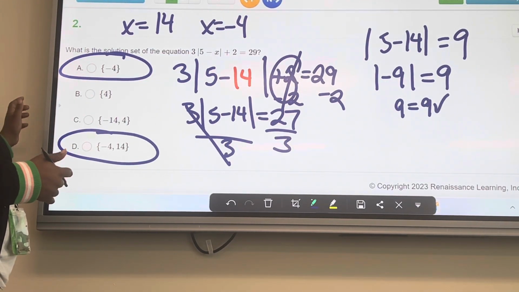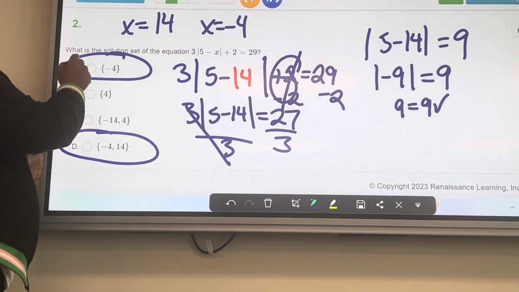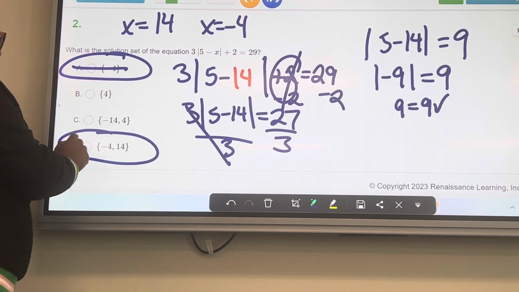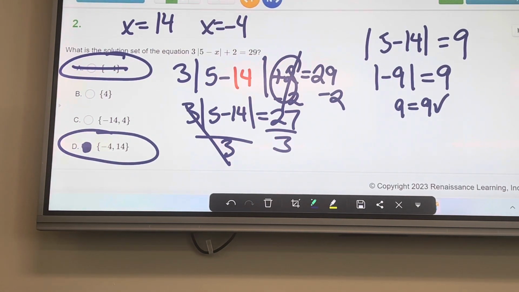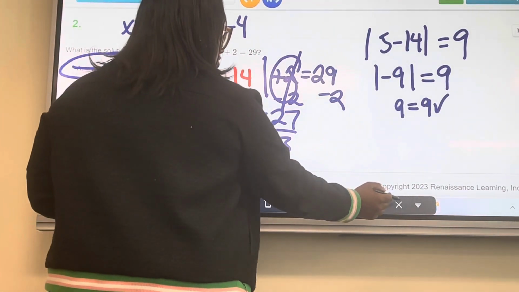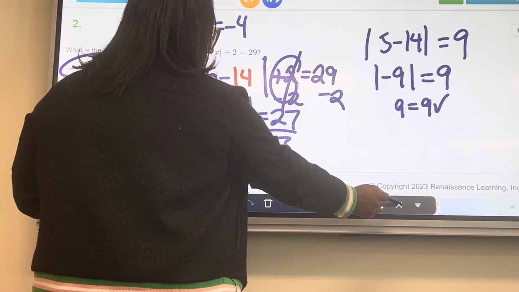I don't even have to go any further. It is not A, because A does not include 14 as the answer. The only possible answer would be D. And I don't even have to check -4. -4 should work as well. But just for your sake and so you'll understand, I'm going to go through and show you guys that -4 is actually going to work.